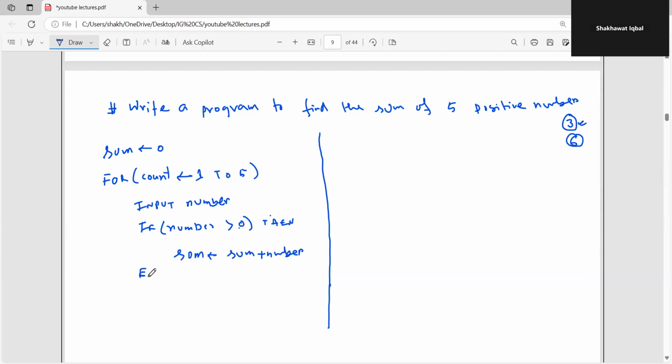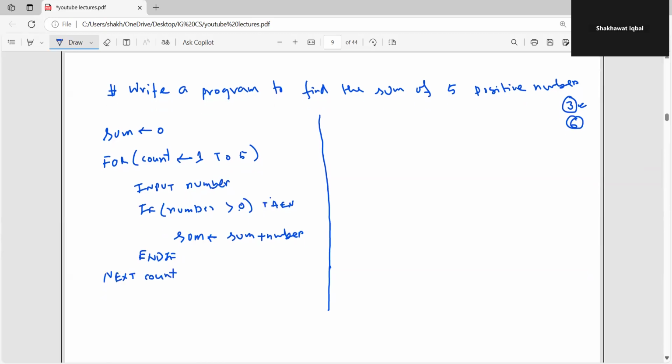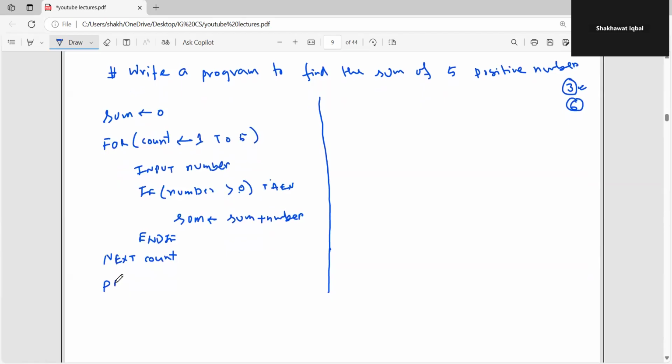Right? And then we'll write next count. Print sum of 5 positive numbers is sum.